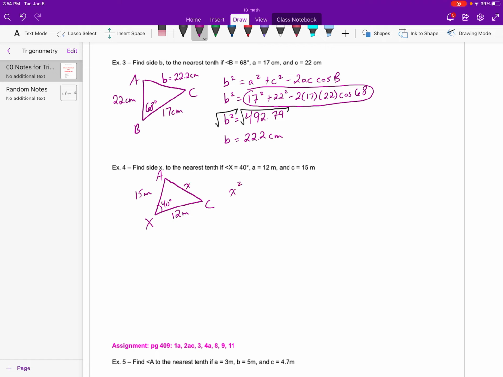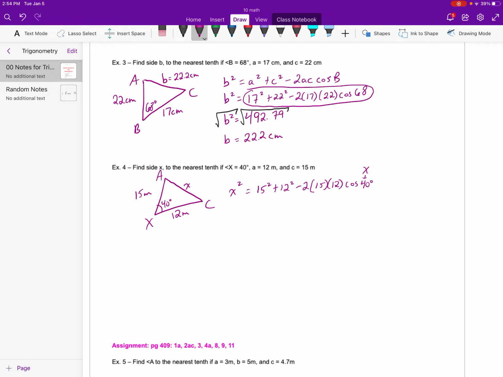So x squared is equal to, let's see if we can remember the formula. So it's the other two sides squared and finding the sum of them. So it's 15 squared plus 12 squared. Then we're going to subtract 2 times 15 times 12 times cos of, and this is the big angle x here. So angle x is 40 degrees.